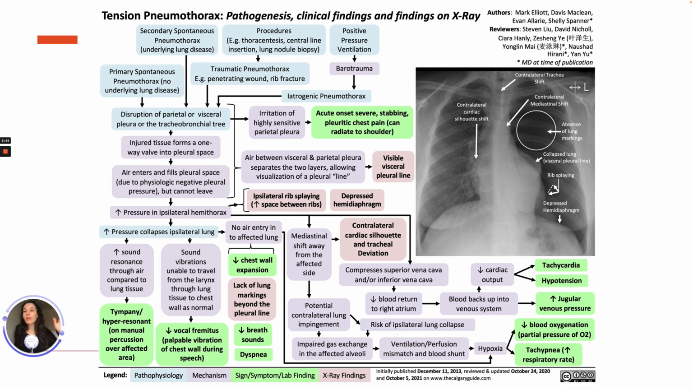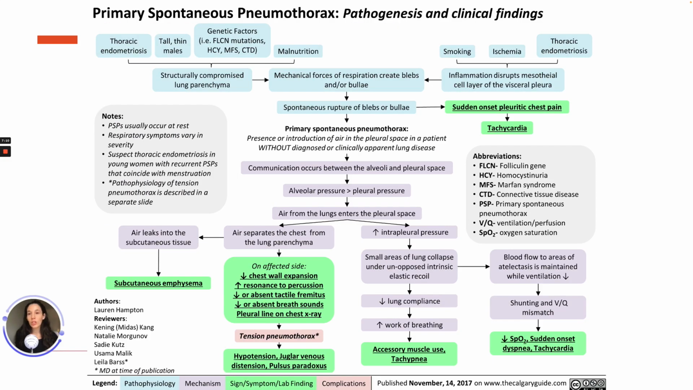So there are a lot of things in this chart that you don't need to memorize, specifically the x-ray and some of the mechanisms. We went over the mechanisms that you need to know, but this is a nice way to tie it all together. So then it also depends on, remember we went over that there are different types of pneumothorax. So this is the primary spontaneous pneumothorax, and this is the same thing, pathogenesis and clinical findings.